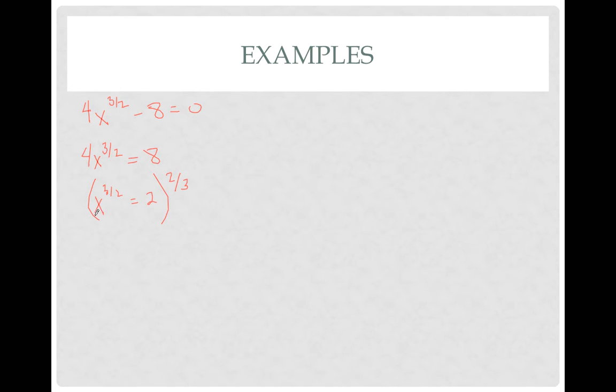And if I do this, x to the 3/2 to the 2/3 is going to be x to the first power because we multiply exponents here. And here I get 2 to the 2/3. And if you did this on your calculator, you would get something around 1.59. And that would be your answer, about 1.59.